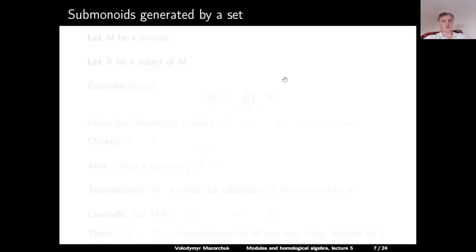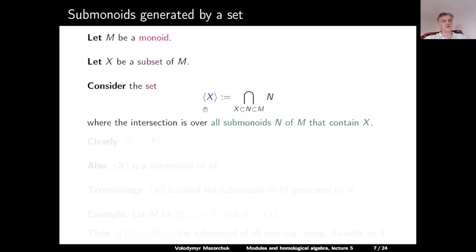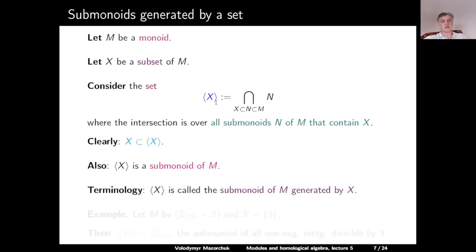Now let us talk about all this stuff, but now for monoids. So let M be a monoid and X a subset of M. We consider the set, denoted by X in triangular brackets, which is the intersection of all submonoids of M which contain X. Again, by definition, X belongs to this set, and the set is a submonoid. It's the intersection of certain submonoids. And this set is called the submonoid of M generated by X.